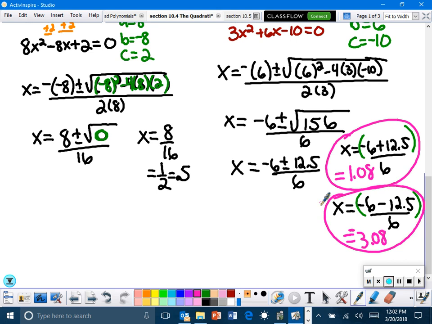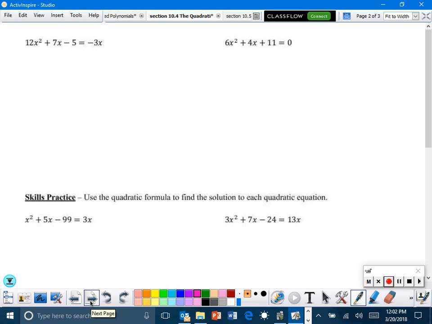All right, one more. I have to show you in this next example what happens if we end up with a negative discriminant. All right, so turn the page. We're going to go to the last problem. Okay, so the last problem, it's already equal to 0. So A is 6, B is 4, and C is 11. All right, here we go. Plug it in.